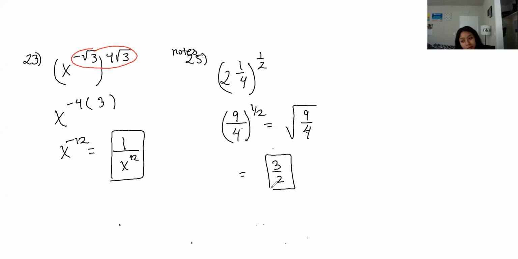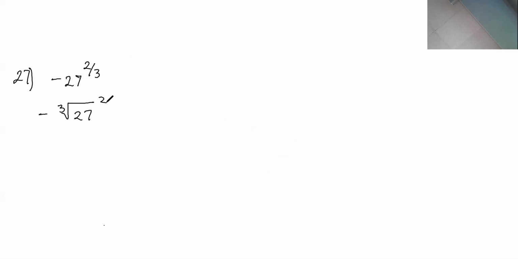Okay. All right. Questions on 23 or 25 before I clear it all? Okay, I am clearing. And the last one I have is 27. Negative 27 raised to the 2/3. So remember, because it's not in parentheses, the negative goes on the outside. And I have the cube root of 27, to the power of 2. Now, you're going to do all of this and just take the opposite of it at the end. So that negative sign is going to come in at the very end.